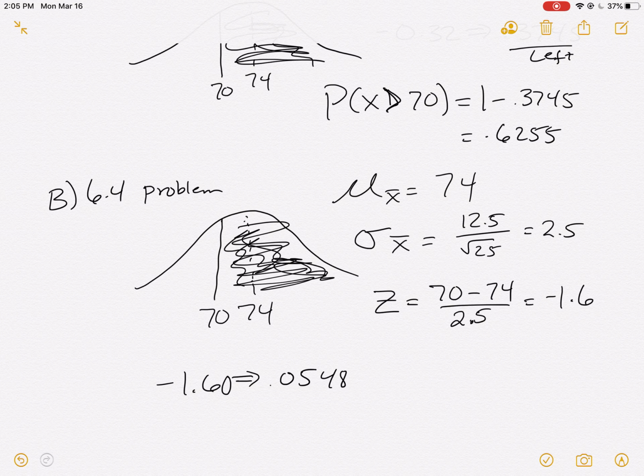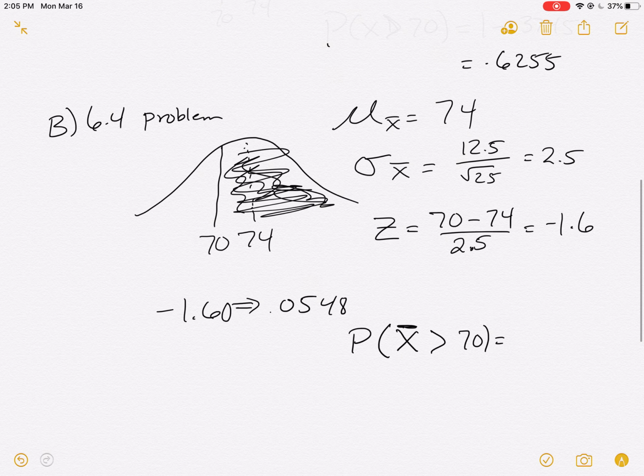And so the probability, and look at the difference in notation, that this group of women have an average that is greater than 70 is equal to 1 minus 0.0548. And what would that be? If we look at 1 minus 0.0548, now we get something really different, 0.9452 as the answer to B.